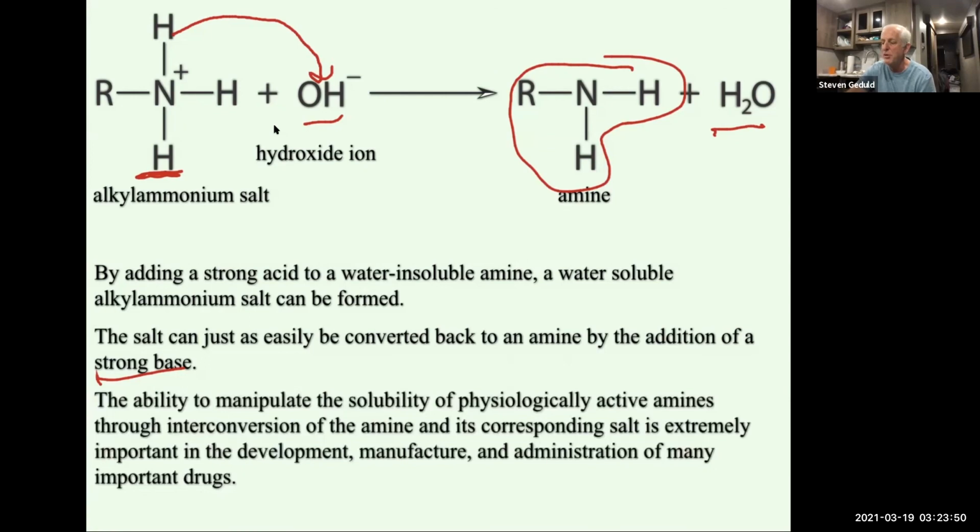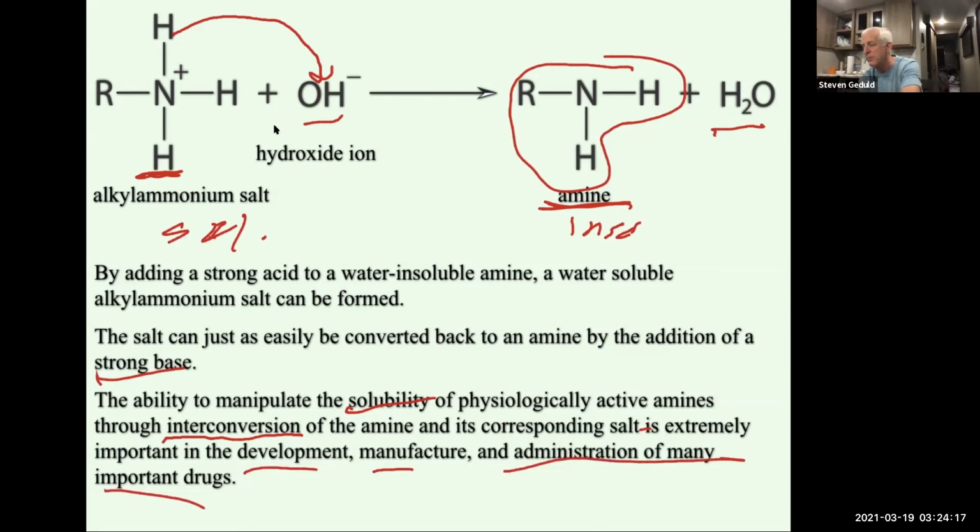So the ability to manipulate solubility, because remember, this is insoluble. This is soluble. So we can change to what we want. To manipulate solubility of physiologically active amines through interconversion, which is by adding an acid or base environment, is important in the development, manufacture, and administration of many important drugs. So we use that a lot in determining these drugs.